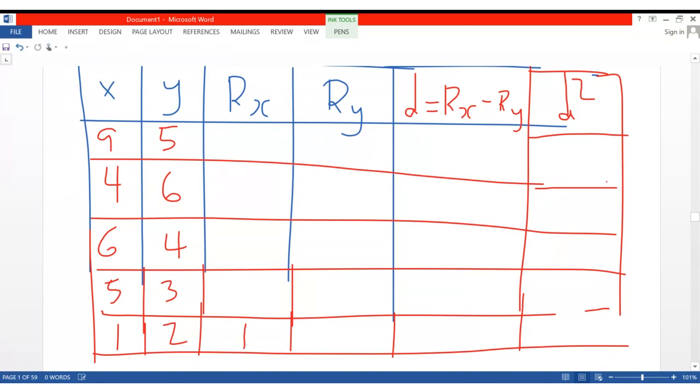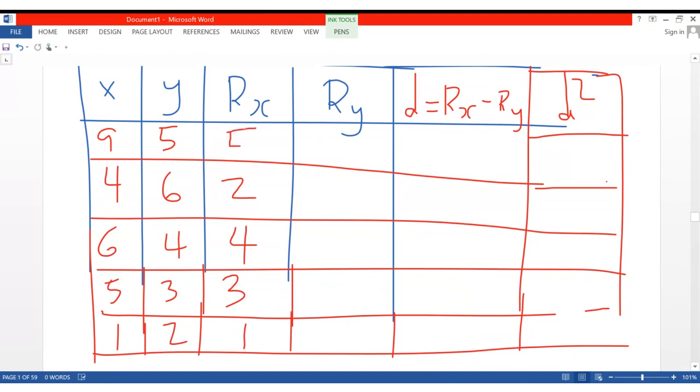Which is the next least value on the column for X? From 1, what is the next least value? It is number 4. So 4 will take rank number 2. We are going with the rank starting from 1 as we proceed. The next least value on the X after 4 is 5, so it will take rank number 3. The next least value is 6, so it will take rank number 4. And then the next least value is 9, which is the last one. It will take rank number 5.